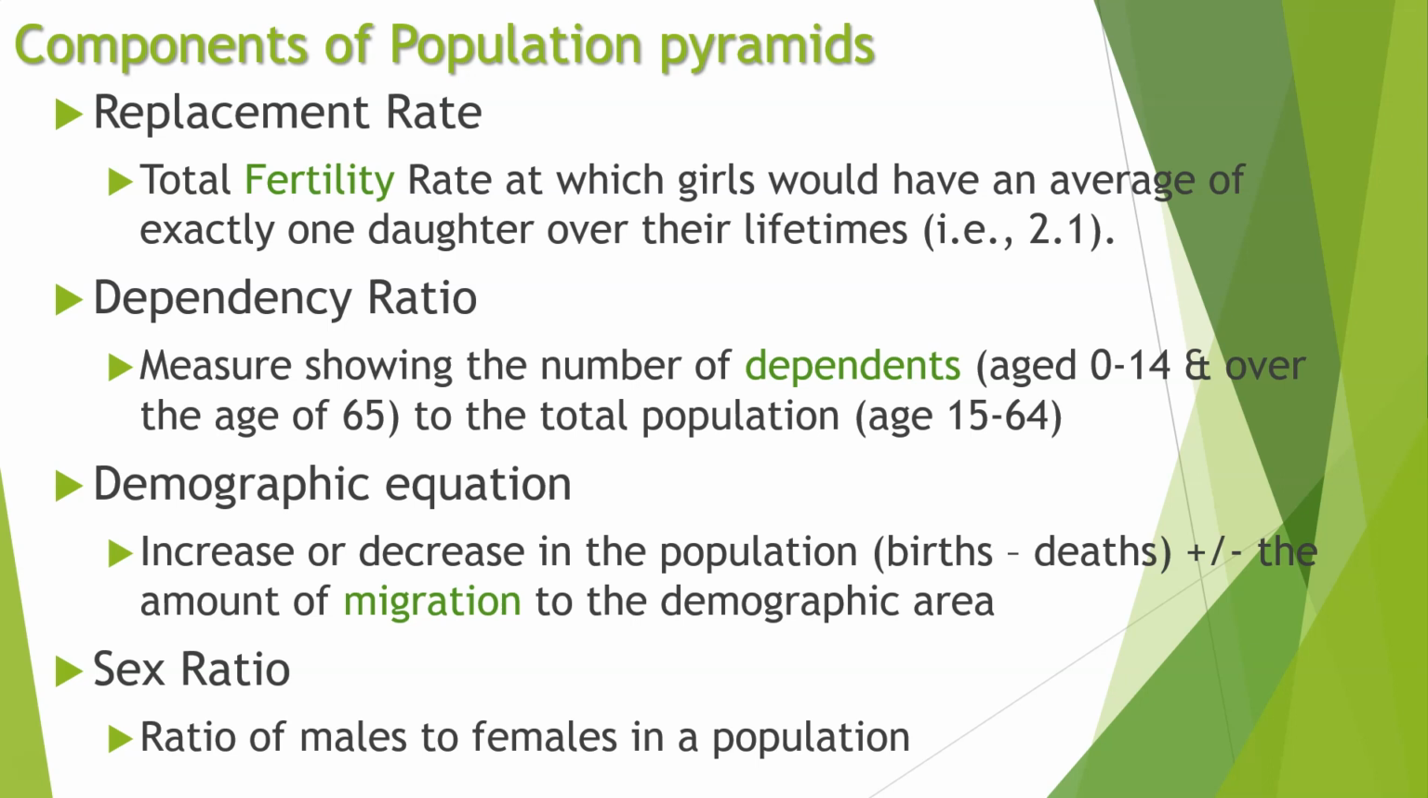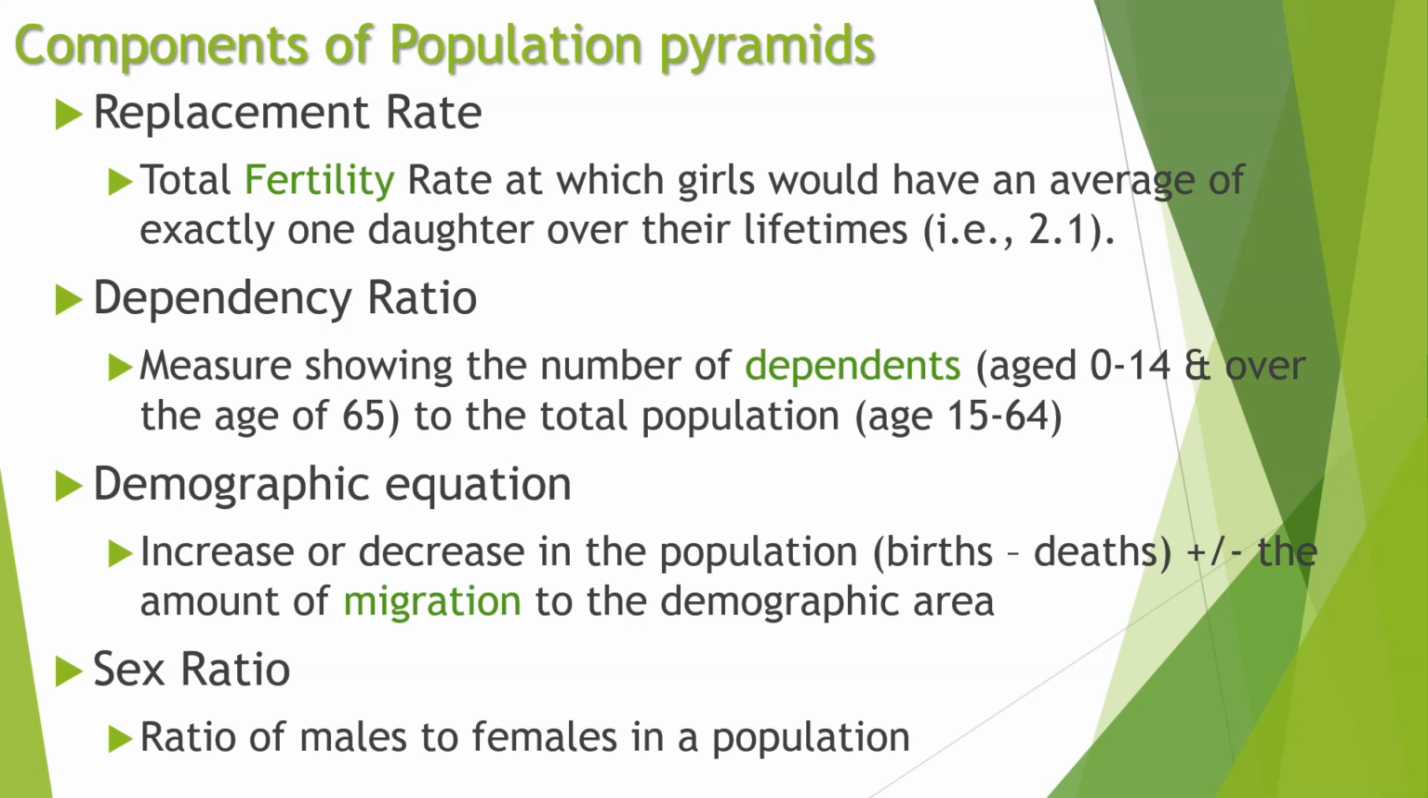Another grouping that is logical you often see is the dependency ratio. So for dependents, you're going to look at those age 0 to 14 and those over the age of 65. You're going to take the numbers or the percentages in those two groups as a percent of the total population. That's going to be your dependency ratio.